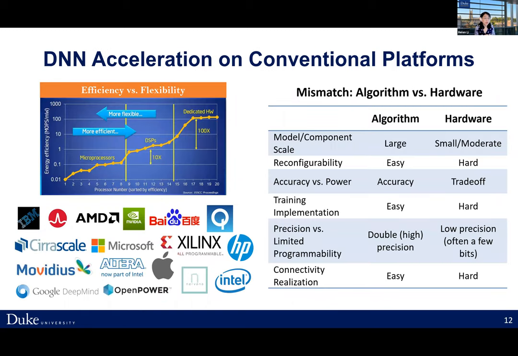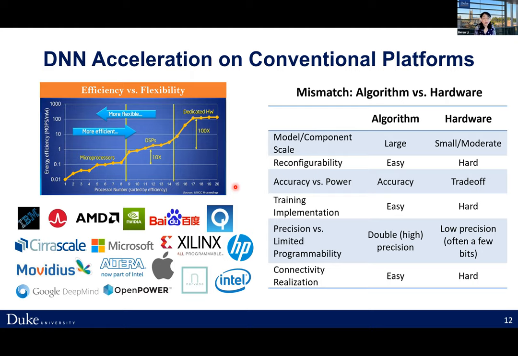Nevertheless, there has been tremendous effort in academia and industry to accelerate DNNs on conventional platforms. When I mention conventional platforms, it includes microprocessors, DSP chips, and also dedicated AI chip designs. And the figure over here clearly shows there is an efficiency versus flexibility trade-off.